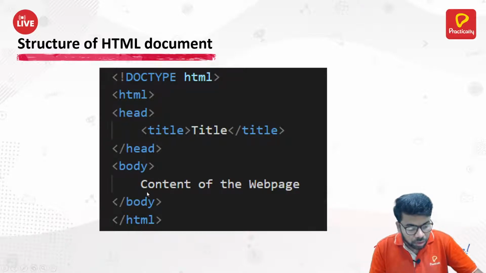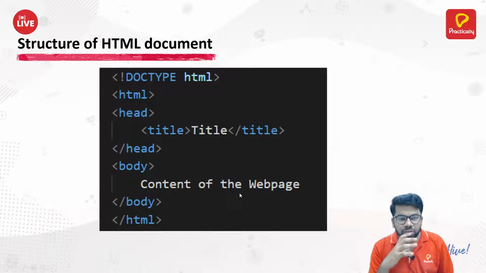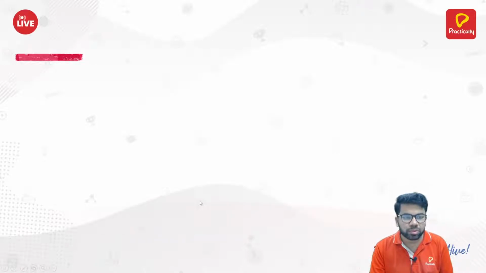Arvind asks which type of body. The body tag contains many different tags: paragraph tag, heading tag, image tag, table tag, list tag, form tag. All these tags we write inside the body section only.